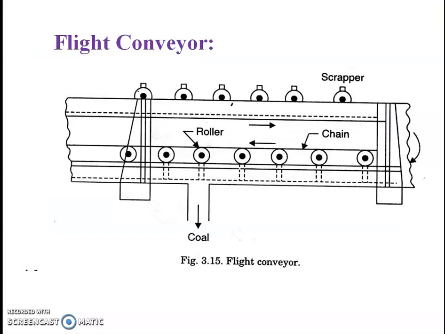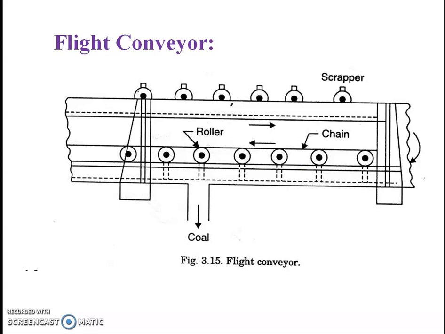Next one is the flight conveyor. The diagram of the flight conveyor is shown below. It consists of one or two strands of chain to which steel scrapers or flights are attached, which scrape the coal through a trough having an identical shape. The coal is discharged at the bottom of the trough. It is low in first cost but has large energy consumption.